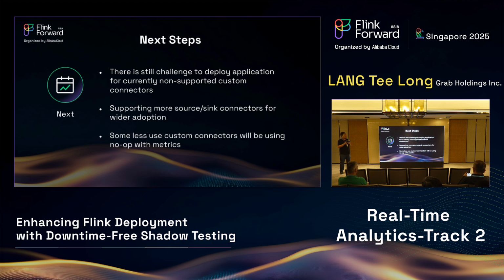Okay, so what's next? Since we already deployed the shadow testing feature to production, there are still some challenges in deploying applications that use currently unsupported custom connectors, because what I mentioned here are the four commonly used connectors in Grab. In the meantime, we can support more source and sink connectors for wider adoption, and some less used custom connectors will use no-ops with metrics.